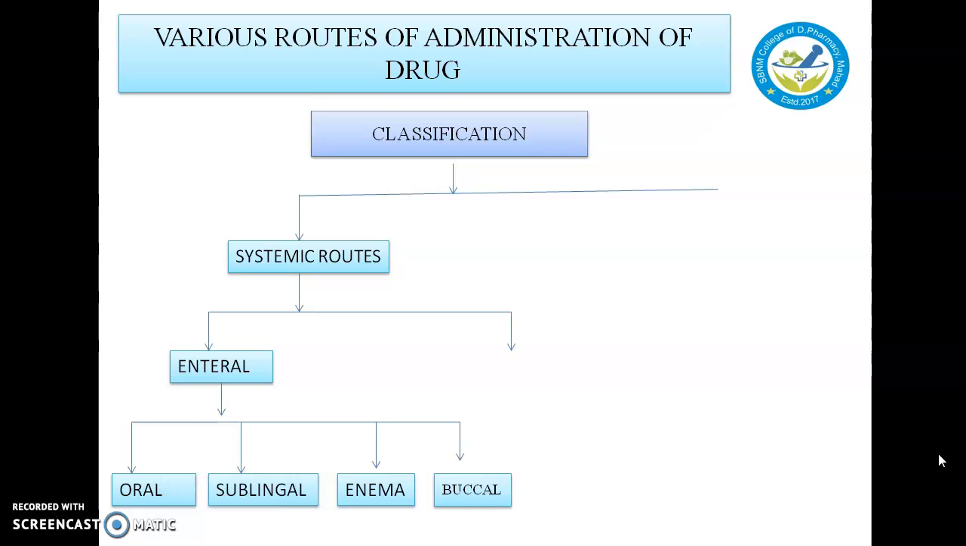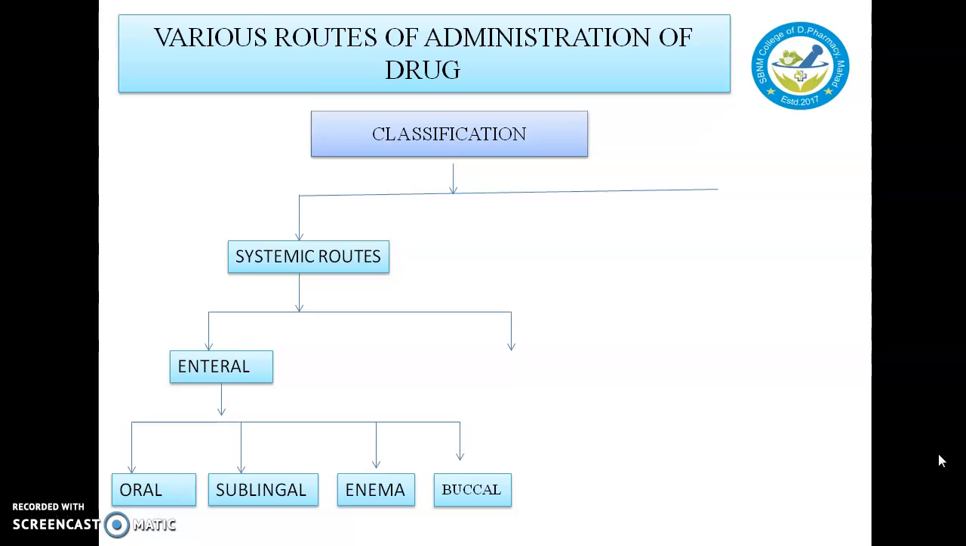Firstly, oral route. By the oral route, a substance is taken through the mouth. Examples are capsule and tablet. This type of dosage form is given by the oral route. Next, in the enteral route, is the sublingual route. The dosage form is placed under the tongue and allowed to dissolve in the mouth cavity. The active medicament is absorbed through the buccal mucous membrane. The absorbed material is then directly passed into the systemic circulation.